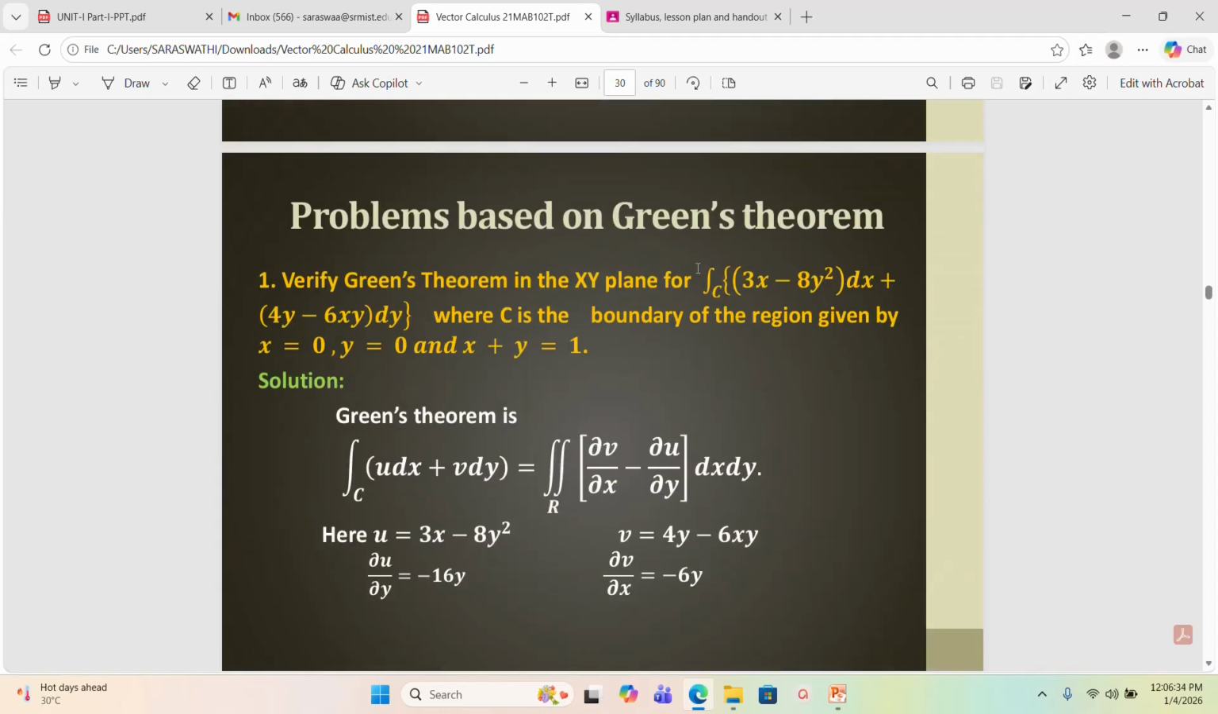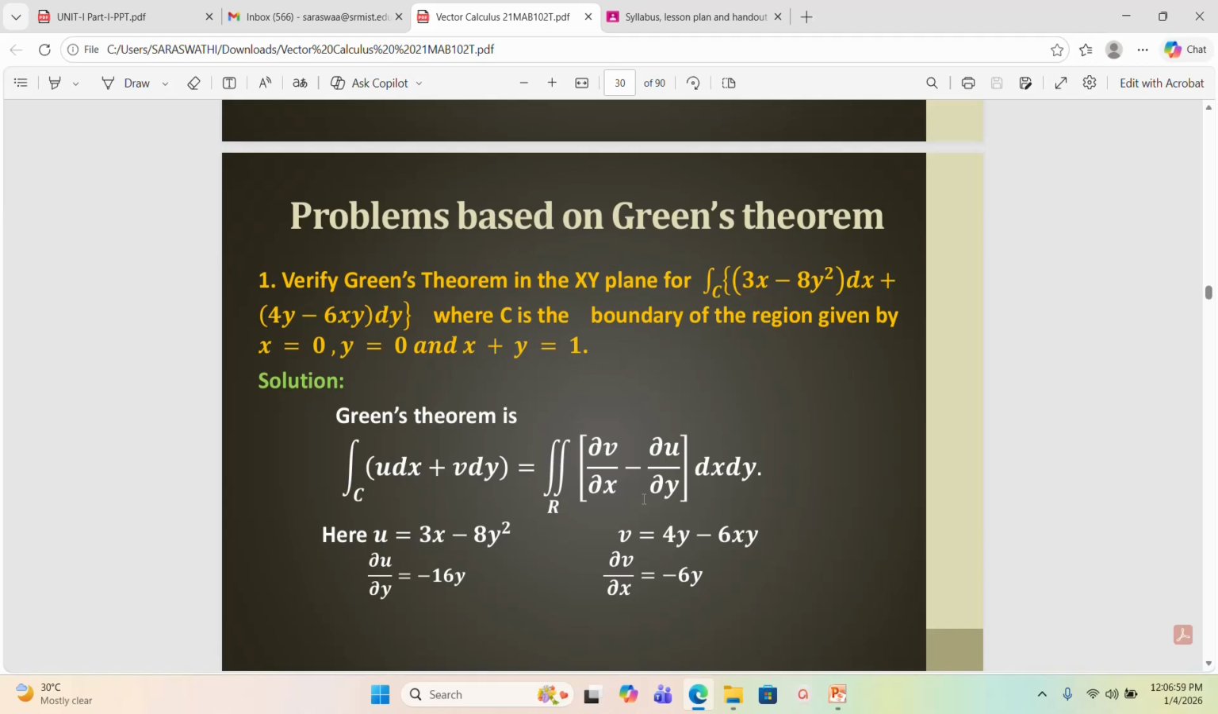Now the problems for the Green's theorem. The first question: verify Green's theorem in the xy plane for the integral over C of (3x minus 8y²) dx plus (4y minus 6xy) dy, where C is the boundary of the region given by x equal to 0, y equal to 0 and x plus y equal to 1. So this is the question.